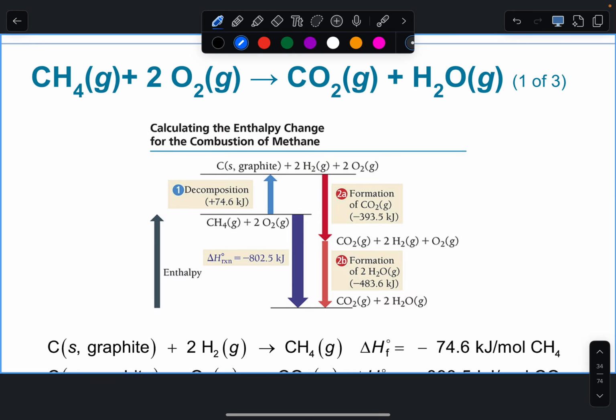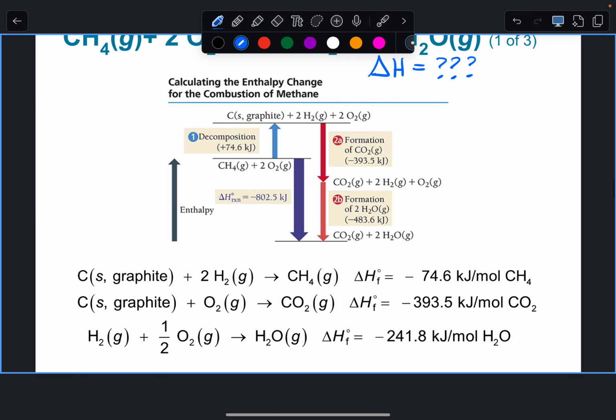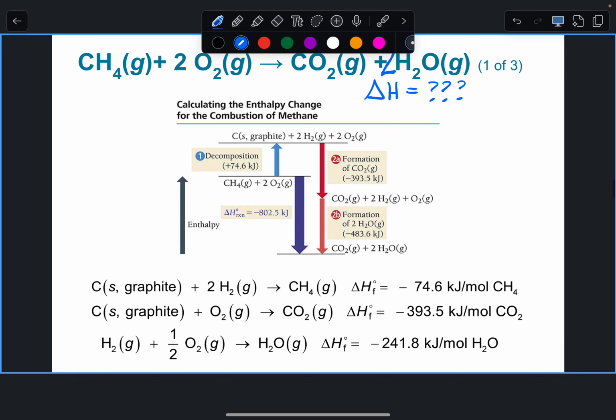So this is the benefit of not being the first class. There should be a 2 here. We got like halfway through the problem, and I was like, why are these not canceling out? Well, because the equation's not balanced. You can't do a problem, you've got to start with a balanced equation. Okay, this is the equation we want to find the delta H of. All right? And these are the delta H of formation equations that we're going to use.